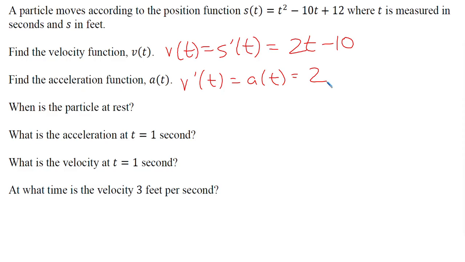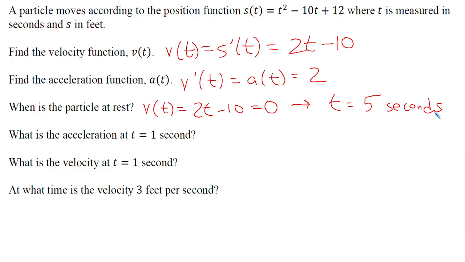If we want to know when the particle is at rest, a particle is at rest when its velocity is equal to 0. So we'll say when v of t, which is 2t minus 10, equals 0. Well, just add the 10 and divide by 2, we'll get t equals 5 seconds. That's when the particle is at rest.